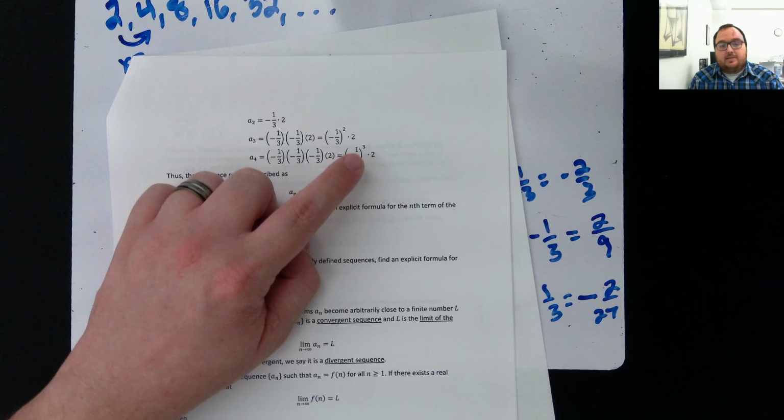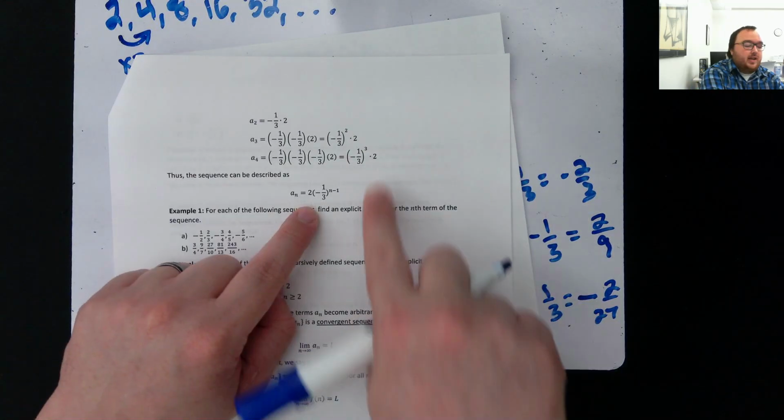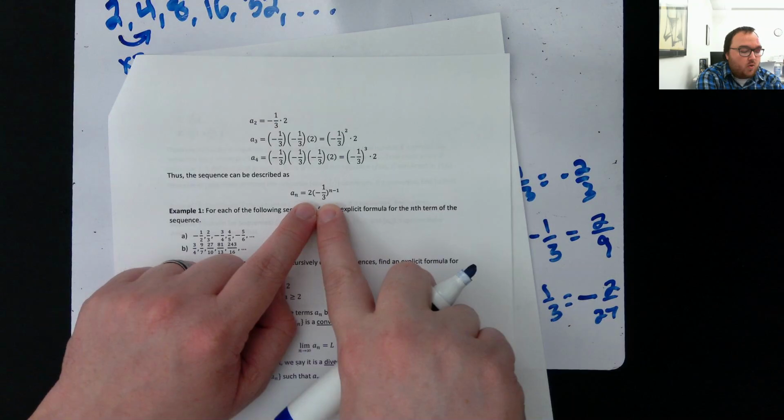So what I can see here is that a_n is equal to 2, because they always had a 2, because that's my first term, right? Times negative 1/3 to the power of (n minus 1), because for the fourth term, I did to the power of 3. For the third term, I did to the power of 2.